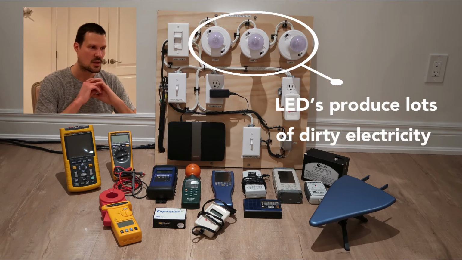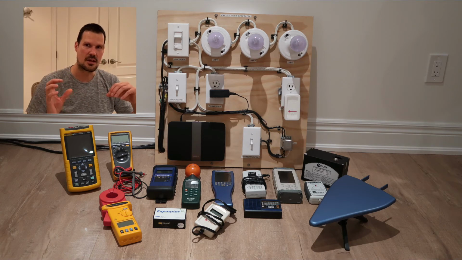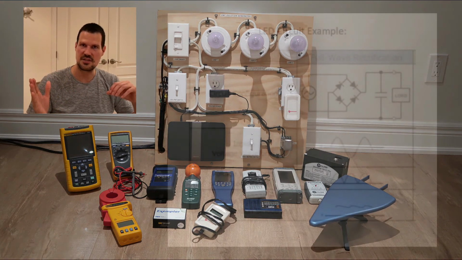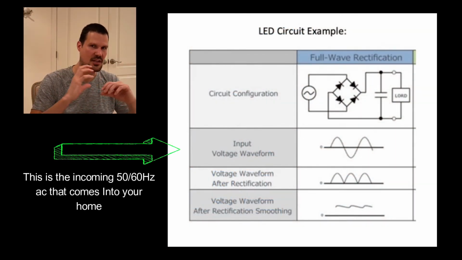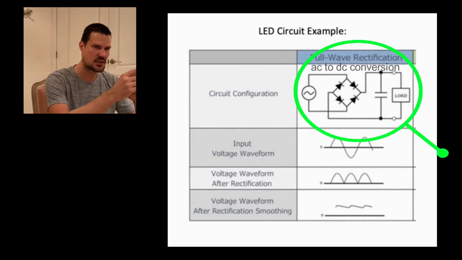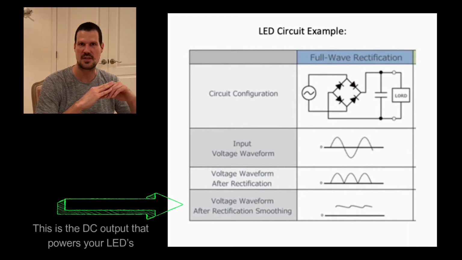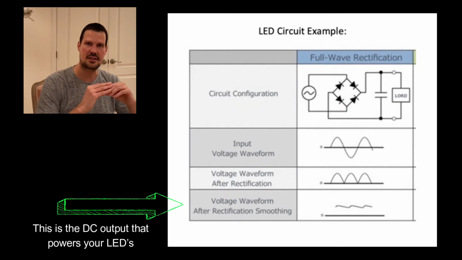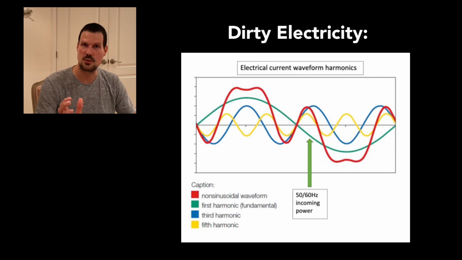Now, when you power up an LED, it doesn't use the incoming electric current waveform. We have to take that incoming waveform and change it. We have to rectify it so that we can use something closer to a DC electric current to power up this LED. When we take the incoming electric current waveform that comes into our home and put it through an LED, that's when we can see all of this dirty electricity being generated.